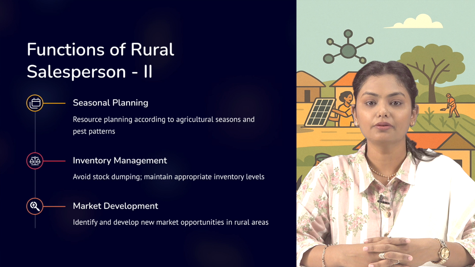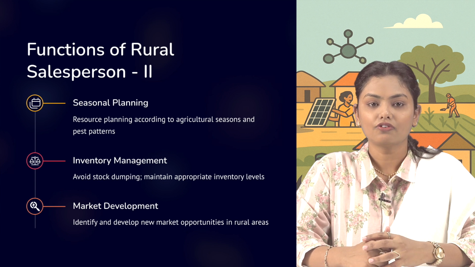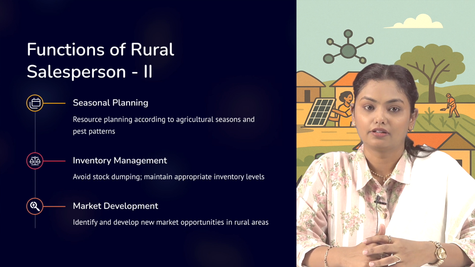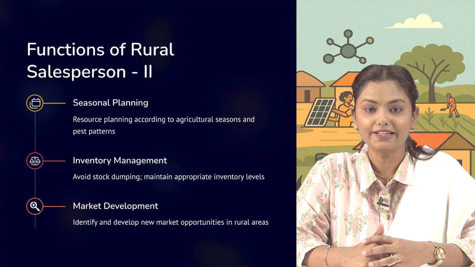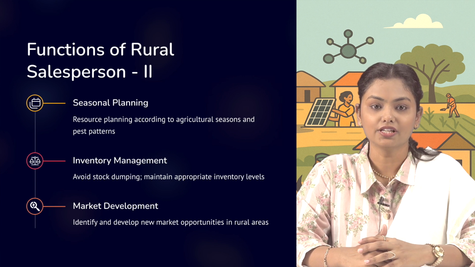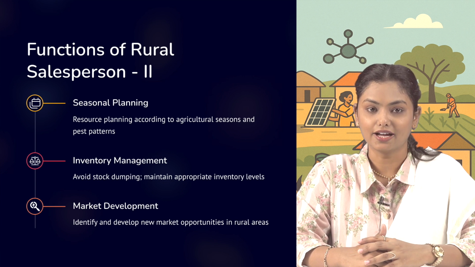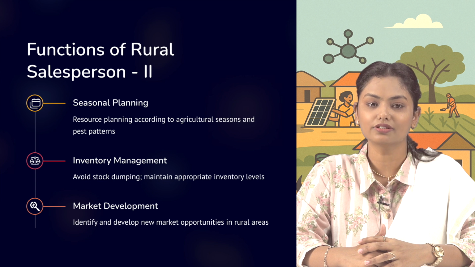Next is inventory management. A good rural salesperson makes sure there is no overstocking or dumping of products. They keep just the right amount of stock to meet demand without waste. Finally, there is market development. This basically involves finding and creating new opportunities to sell products in rural areas, helping the company reach more customers and grow the business. We now turn our attention to rural market distribution models.